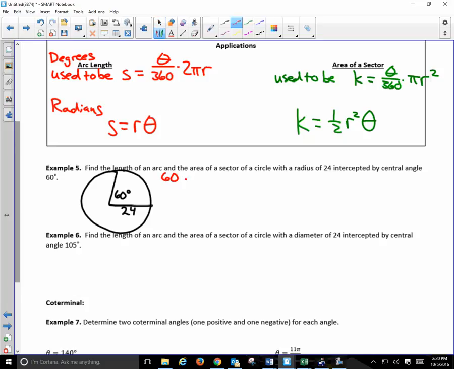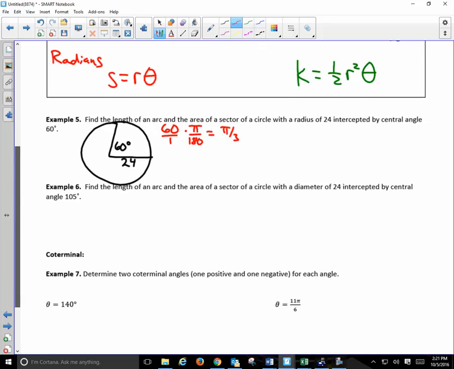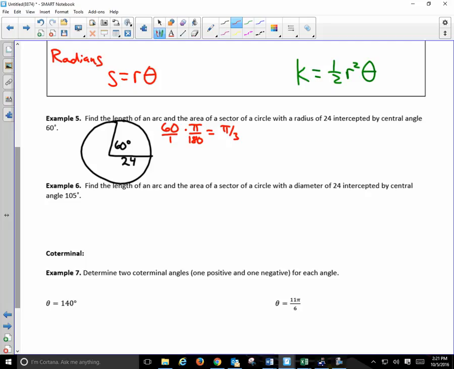Remember how we convert? We multiply by pi, and we divide by 180. And what do you get? 60 goes in 180 how many times? So we got pi over 3. That's our angle. We spent a whole day practicing those conversions. If you want to go the other way, you multiply by 180 over pi, which we did earlier in our checkpoint. So we will say S, arc length, is equal to, what is the radius? 24. And what is my angle measurement in radians?